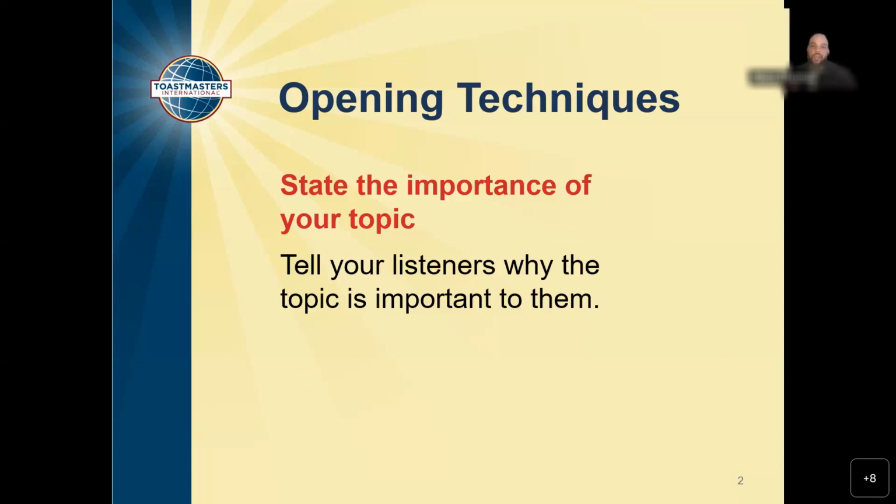So, for example, in a speech concerning overexposure to the sun, the speaker may begin by saying that a golden tan may be glamorous, may look great, but the overexposure to the sun can age your skin and can actually lead to skin cancer. Thus, it's important to protect yourself from the harmful rays of the sun. So, that's an example of how you can tell the listeners how important the topic is to them to draw their interest to what you're going to be speaking about.